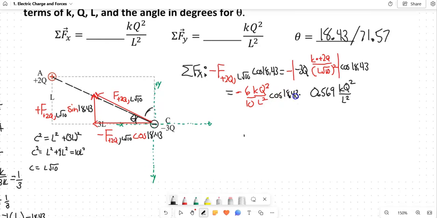So in other words, I'm going to round this, and I want you to round your answers to the nearest tenth. So this is going to be negative 0.6 KQ squared over L squared. So your answer for the x direction is negative 0.6. Okay?